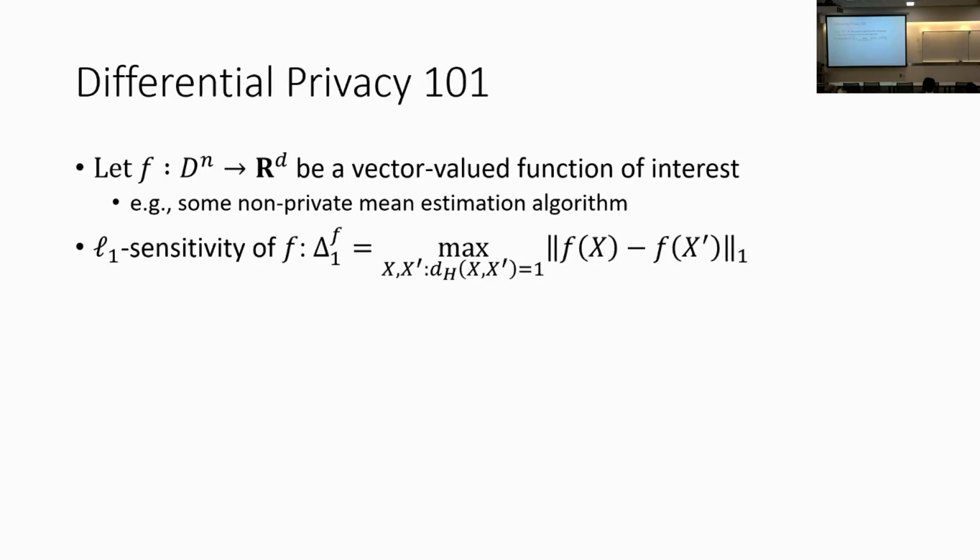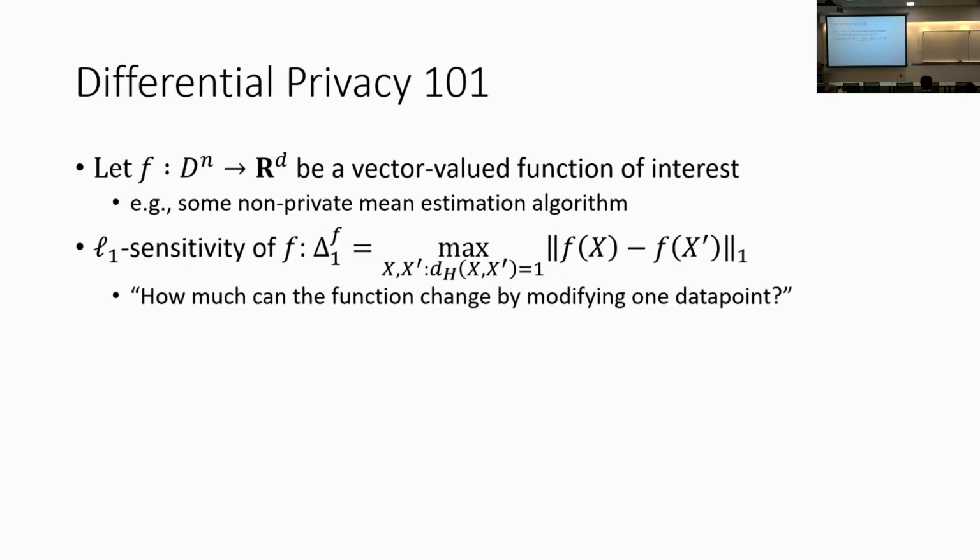Naturally, this indicates intuitively how easy it is to privatize something, right? If a function is very insensitive to adding one person's data, then maybe it's easier to privatize. If it's very sensitive, it jumps everywhere when you add people's data, then it's harder to privatize. That's a natural intuition, and we'll see that's kind of how it works. How much can the function change by modifying one data point or adding, removing? They're all kind of the same.